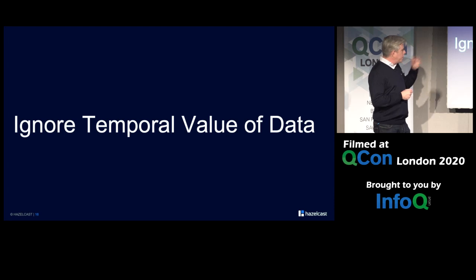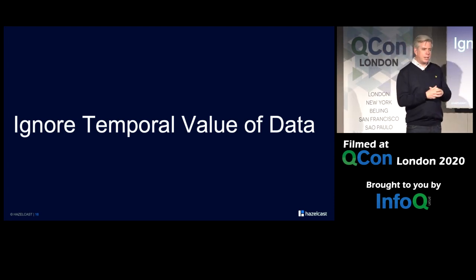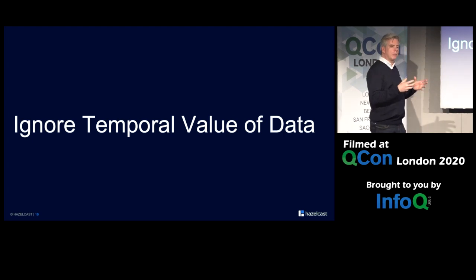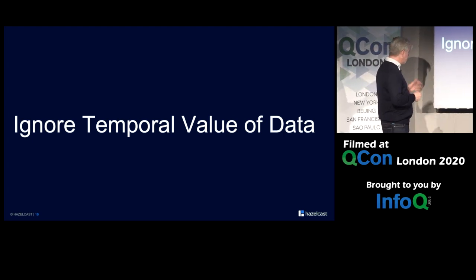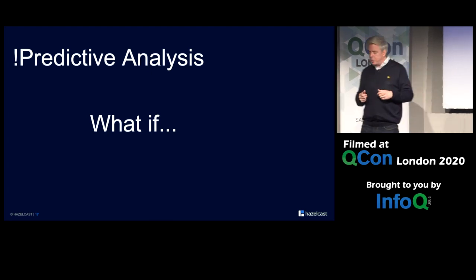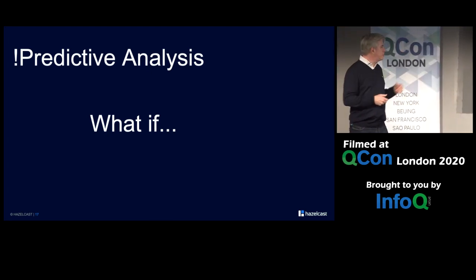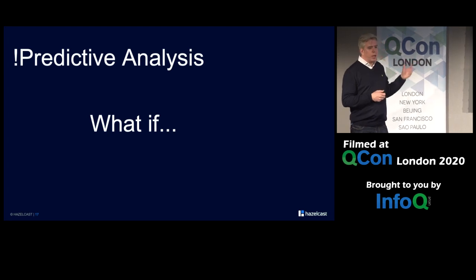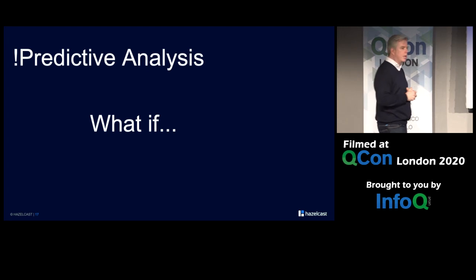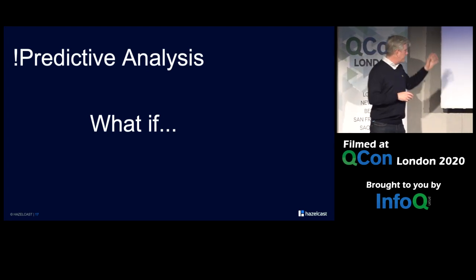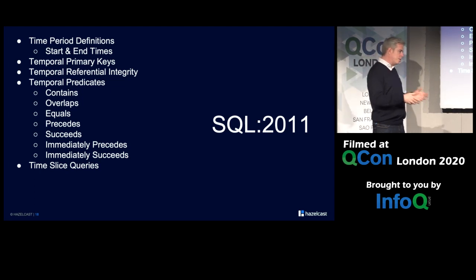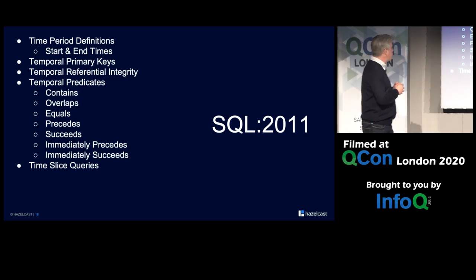As I've said, it ignores the temporal value of the data. Understanding the temporalness of data is immensely valuable to businesses now. And of course, if you start to build those types of things into your systems, you allow your business to start asking questions about what if, predictive analysis, going back in time, doing some kind of modelling and those kinds of things. These types of things are quite important for machine learning, artificial intelligence, and just general business modelling.